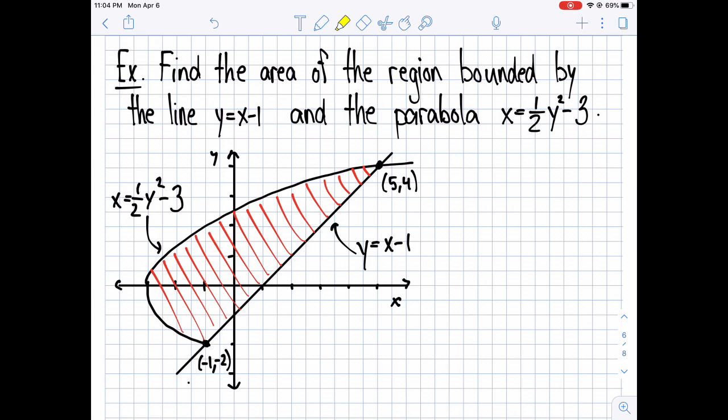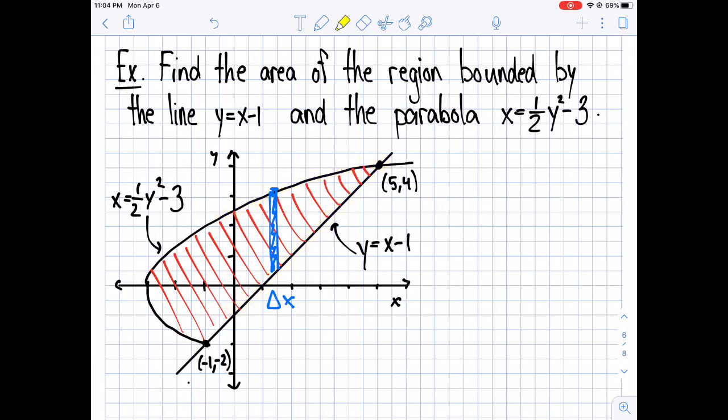Now, there's going to be something about this that makes it different. So let's just suppose that we do here vertical rectangles, very much like we were doing in the last example. So here, suppose that I do my rectangle right here. No issue. Okay, I have my base width is delta x, and I can clearly see what my upper function is going to be and what my lower function is going to be. Now, is that the case everywhere?